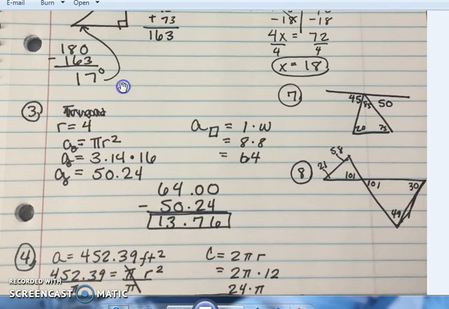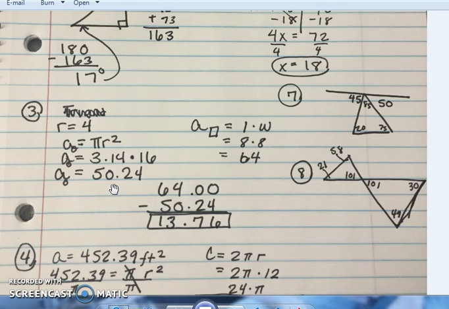Number 3. Okay, so number 3 says, what is the area of the shaded region? So it's not as bad as it looks. As r equals 4, that's telling us the radius of a semicircle. Well, we know 2 semicircles make 1 circle. So if I find the area of the whole circle, it actually takes care of both semicircles.